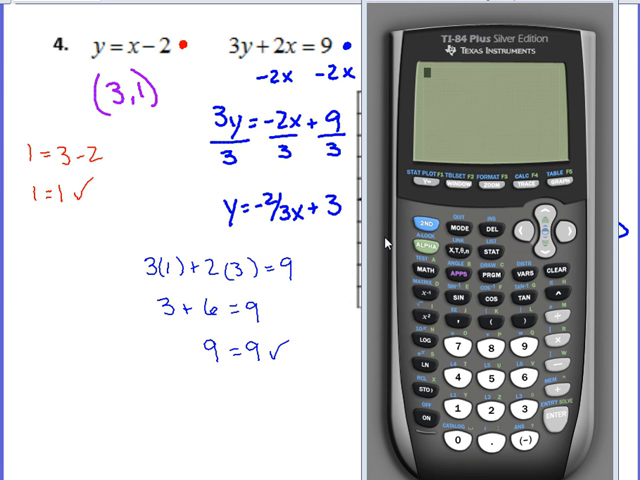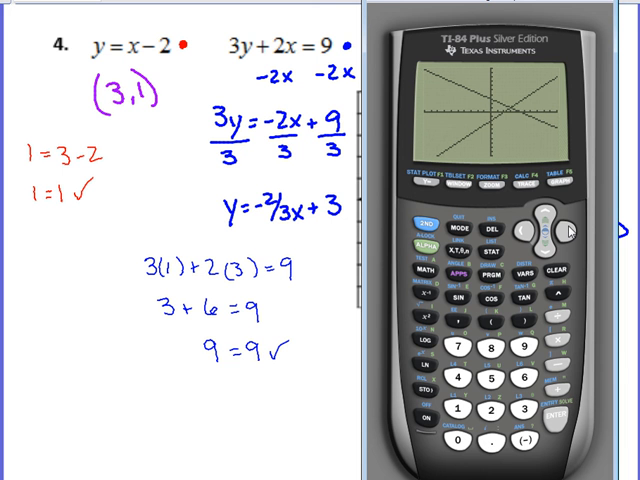So I need to graph both of these lines. And remember, graphing things, we go to y equals, and then I'm going to type in the equation. So my first one is x minus 2. Oops, I need minus. x minus 2. And then the second one is going to be negative 2/3. So I have to do division in parentheses. Negative 2/3 x plus 3. So I have my two equations typed in. I'm going to go to the graph. Alright, and it's going to graph both of those lines.